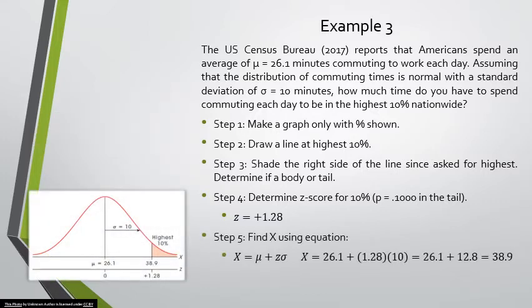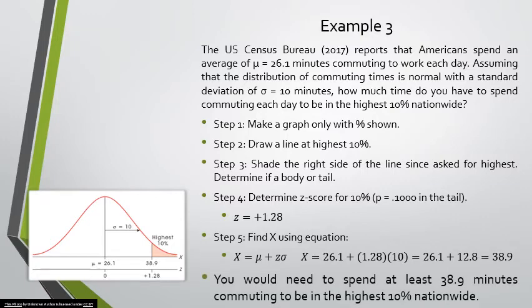Finally, in order to find x, or how many minutes you need to commute each day, you need to use your x equation, which is the mean plus z times the standard deviation. And we know what the mean is, we know what z is, we just solved it, and we know the standard deviation. So plug those numbers in, and you will find that you need to commute at least 38.9 minutes to be in the top 10% nationwide.